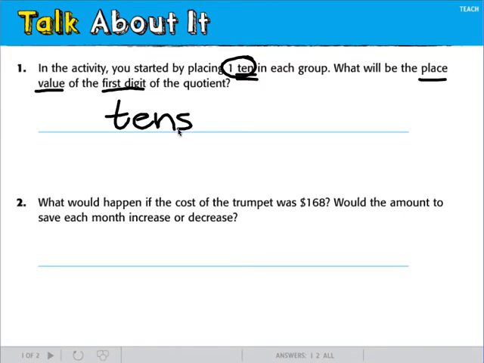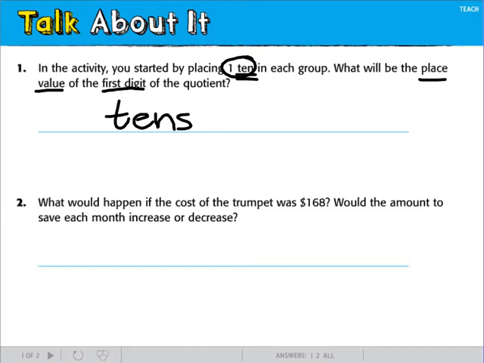So what if we had a 100 block in each group, where would our first digit be placed? Gibby? In the hundreds place. Very true. All right. So the largest base 10 set that you have, whether it's thousands, hundreds, tens, ones, that's where your first digit's going to be placed. Okay. So if our groups only have ones in them, where's our digit going to be placed for our quotient? In the ones. All right.